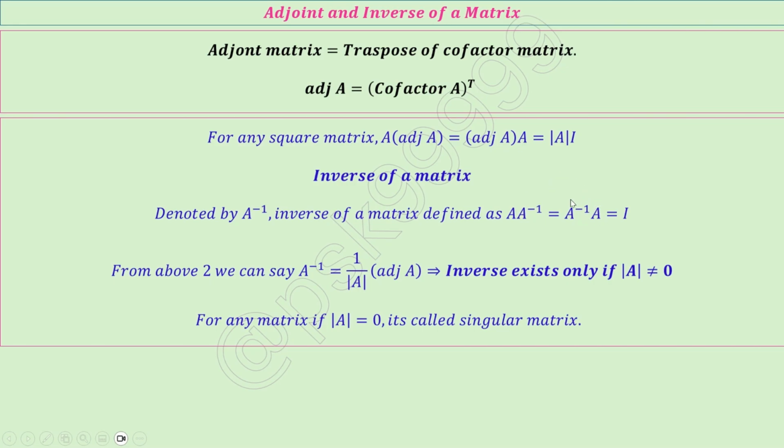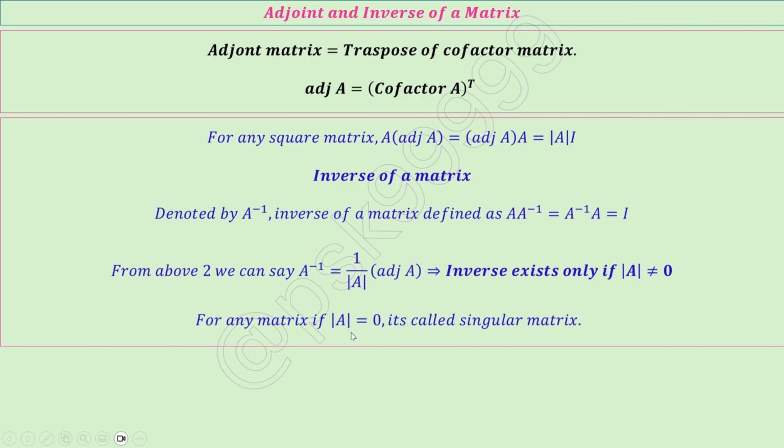So if A inverse exists, this is true. It is either A into A inverse or A inverse into A. In both cases, it is equal to I, which is the identity matrix of the same order. Now from these above two, we can easily say that A inverse is nothing but adjoint of A divided by determinant of A. And from this, we can see clearly inverse exists only if determinant of A is not equal to 0.